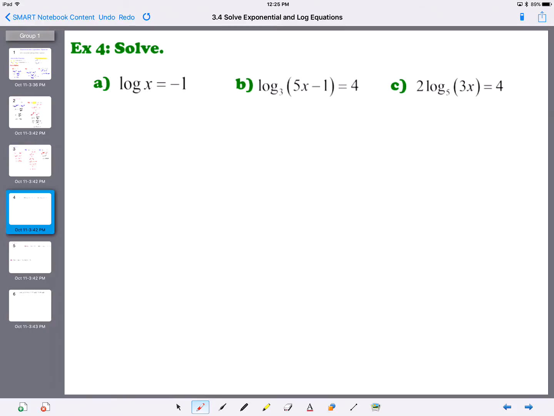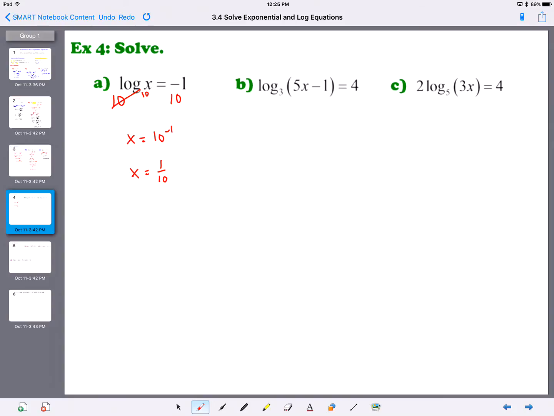It doesn't say 10, but you need to understand when the base is not written, that's the common logarithm, so it's base 10. So we say 10 raised to log 10 and 10 raised to the -1. That cancels. You're left with x equals 10 to the -1, which is 1 over 10, or 0.1.